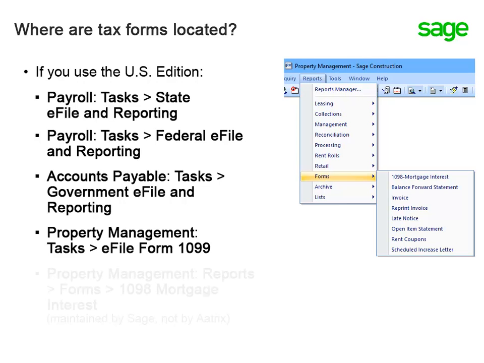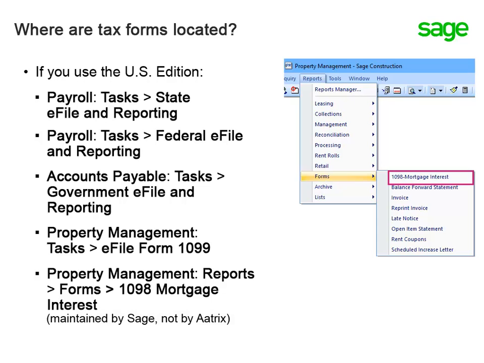Please note that the 1098 Mortgage Interest Report found in Property Management under the Reports menu is updated differently from the others you will learn about in this lesson. When updates are needed for this form, they will be applied when you install the year-end update that you receive from Sage at the end of each year.